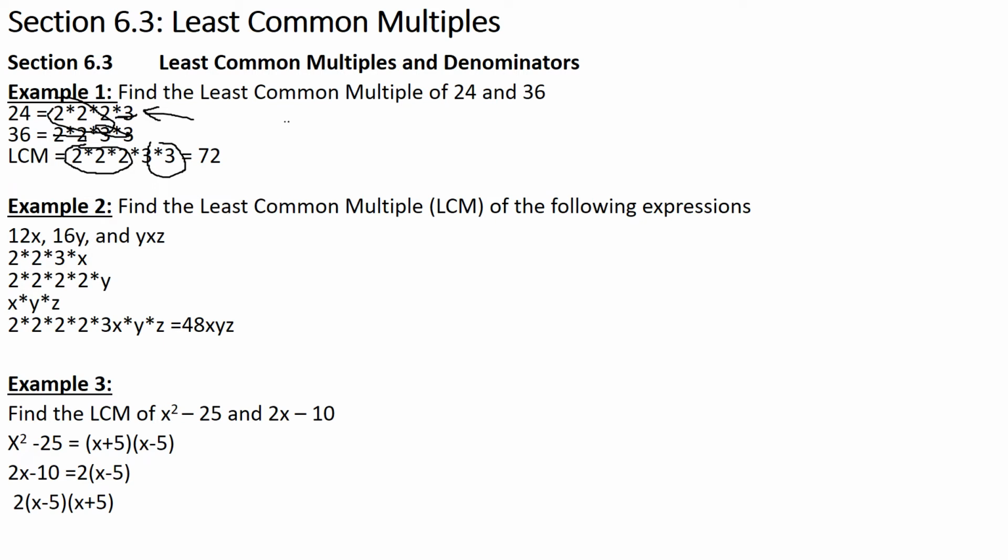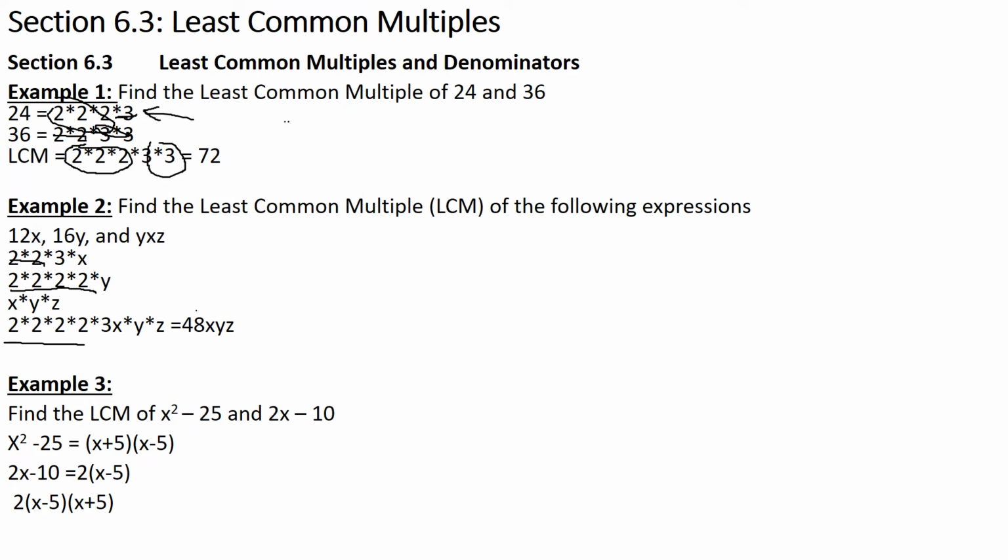12x would be 2 times 2 times 3 times x. 16y is 2 times 2 times 2 times 2 times y. And then xyz is x times y times z. I've got 4 2's here. I've got 2 2's here, but that's not enough. We're using the ones that have the most right here.